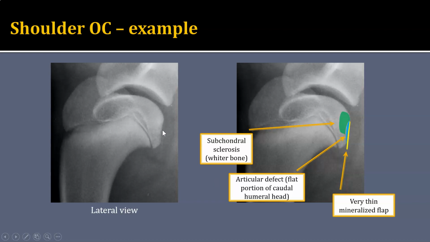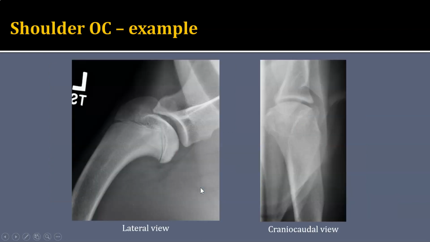This patient has a very large flattened region or defect in this caudal humeral head. Some surrounding subchondral sclerosis, not as much as the previous patient, and then a little bit of subchondral lucent modeling as well. When I look very closely at this patient, there is a very thin mineralized flap here, a very thin osteochondral flap that we can see. So this patient then would have osteochondrosis dissecans.